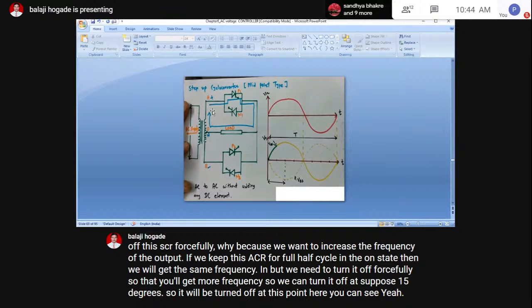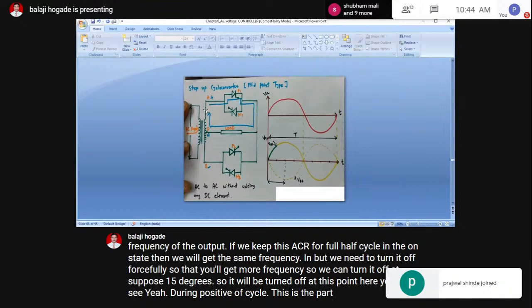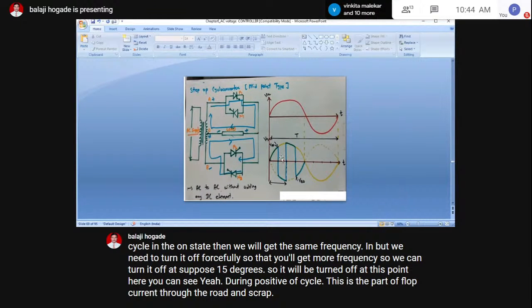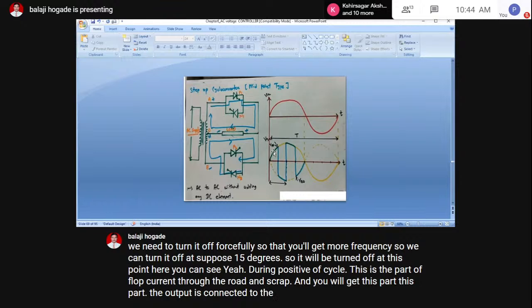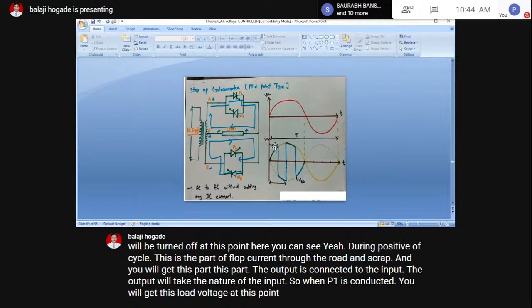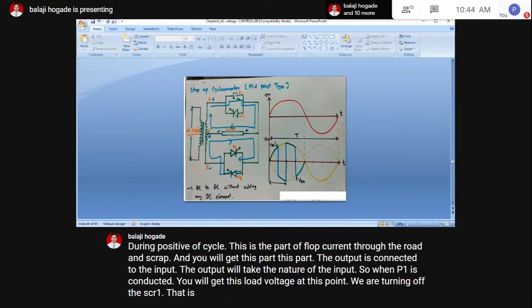During the positive half cycle, this is the path of flow of current through the load and SCR, and you will get this part. The output is connected to the input, so the output will take the nature of the input. When P1 is conducting, you will get this load voltage. At this point, we are turning off SCR1, that is P1, by forcefully applying forced commutation, and it will be turned off at this point.